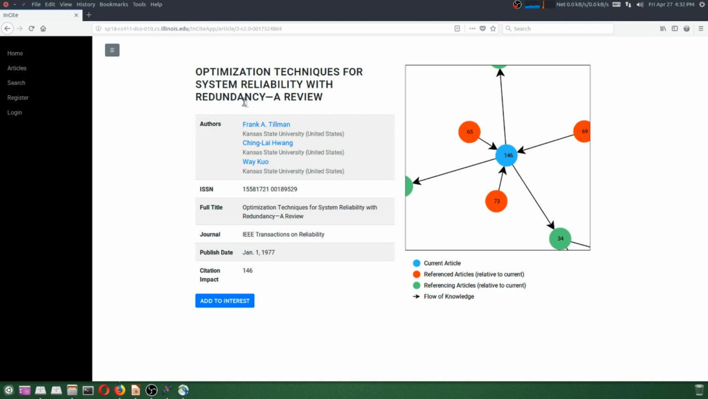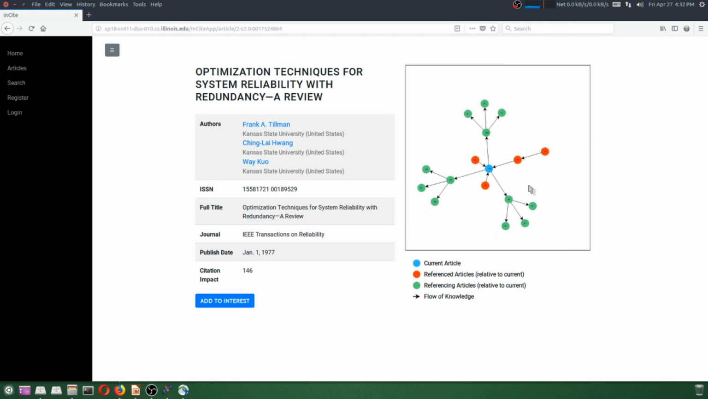Okay, so here you see the article detail page, normal stuff like the authors associated with these articles are listed here. You can actually click on them. I'll show you what happens if you click on the authors later. The ISSN, full title, the journal it was published in, the published date, the citation impact. So this number represents how many times the article has been cited by other articles in the database.